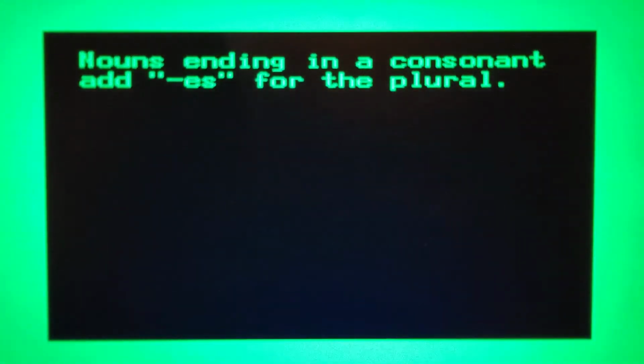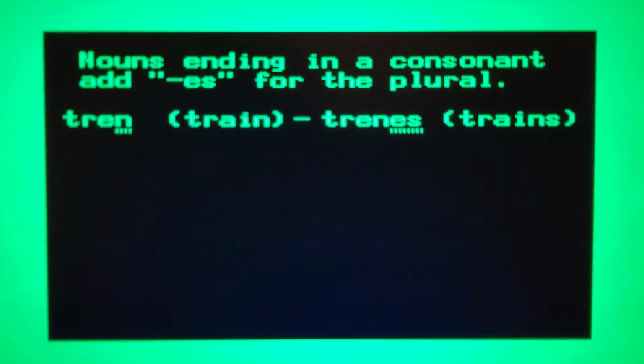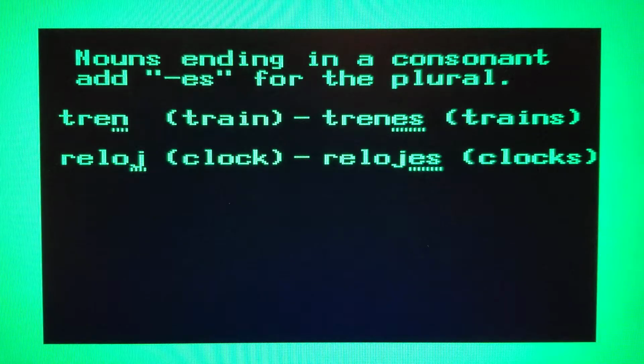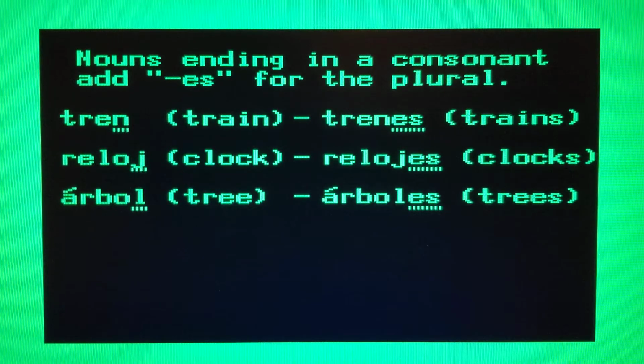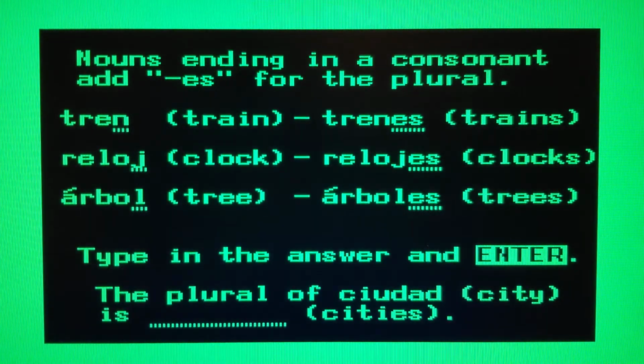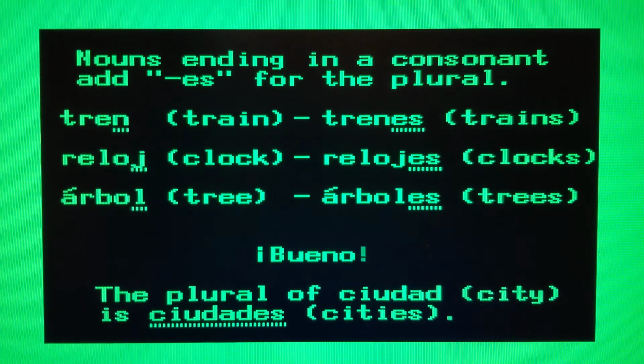Nouns ending in a consonant add es for the plural. Tren, trenes. Reloj, relojes. Árbol, árboles. Form the plural of ciudad, city.